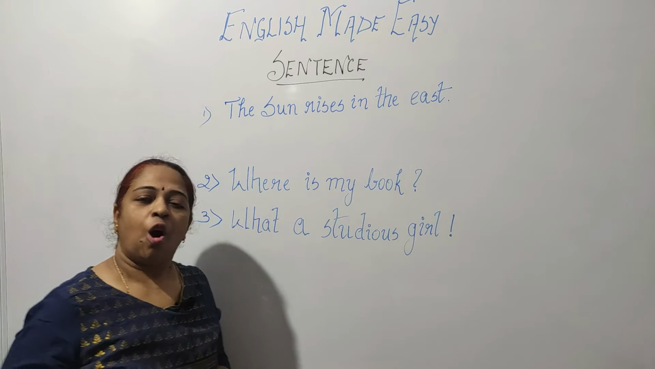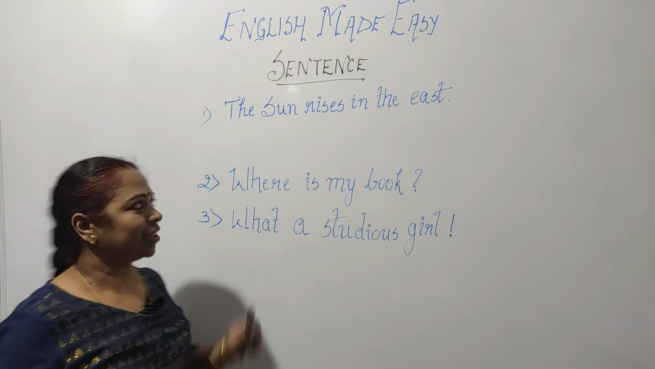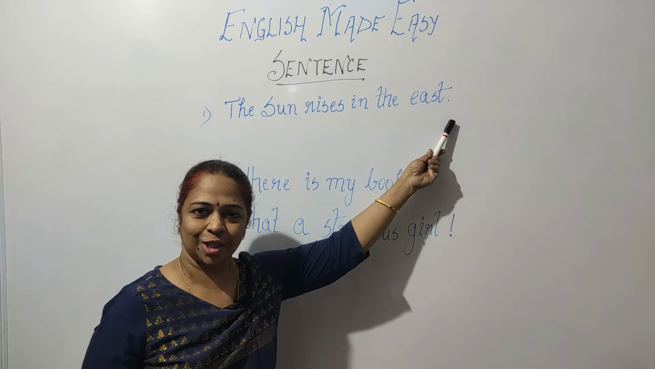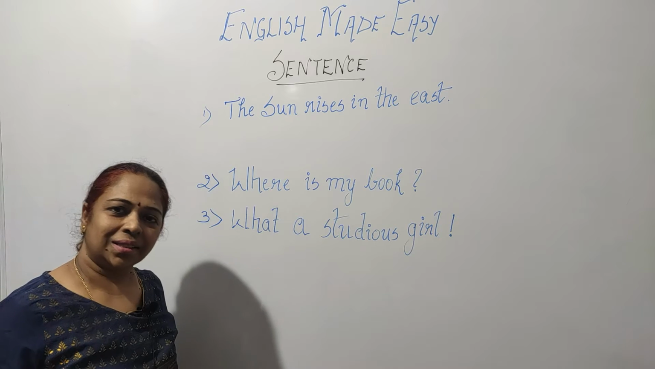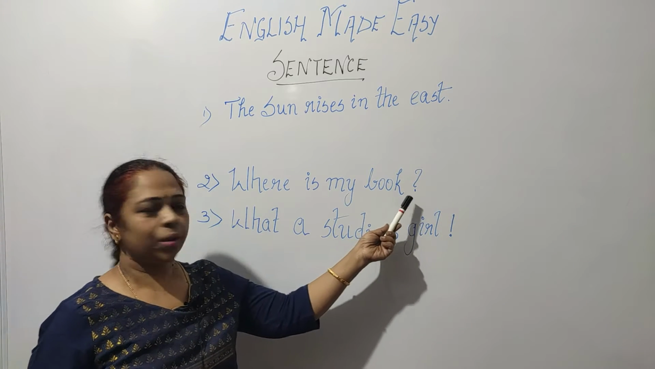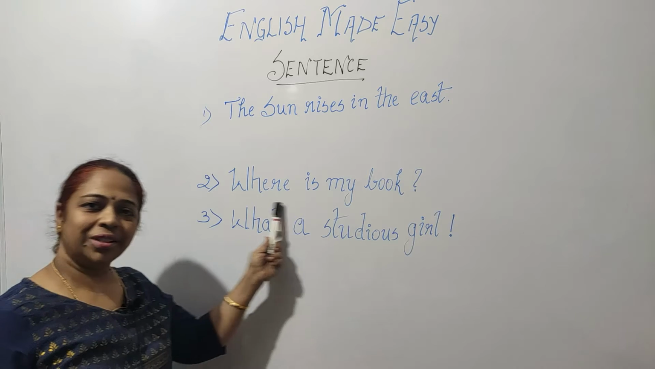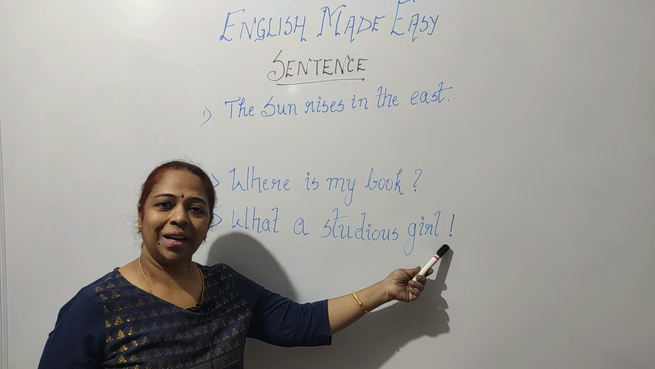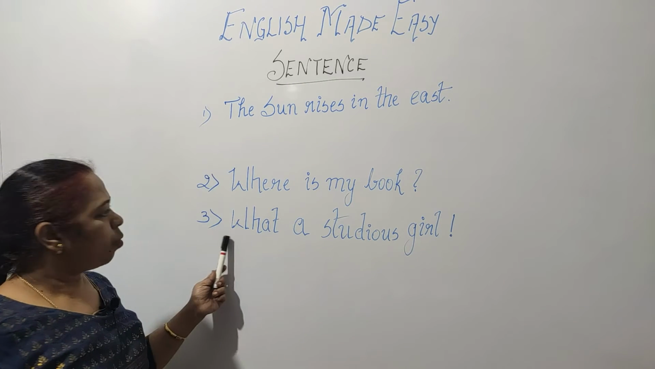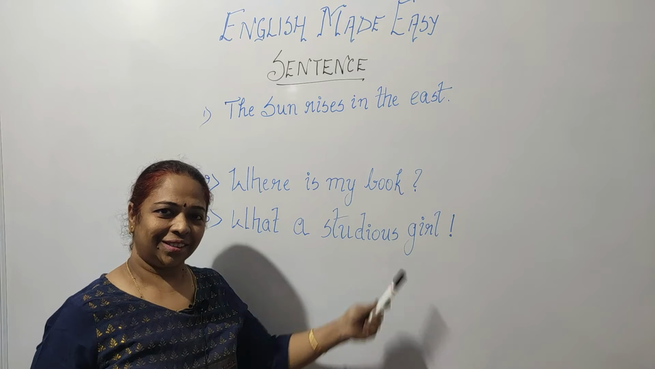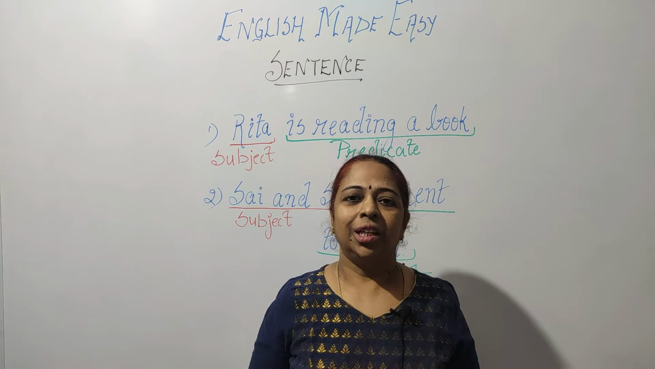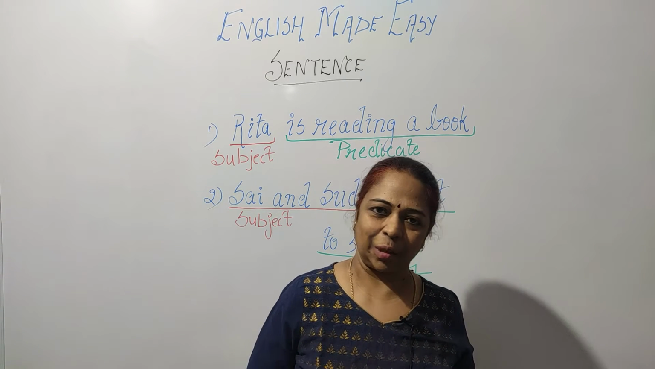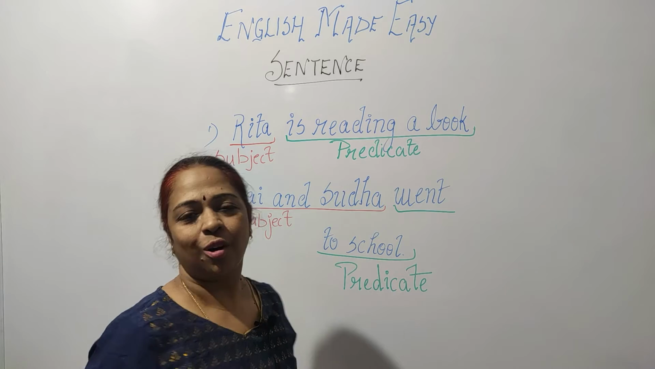A sentence always starts with a capital letter and usually ends with a full stop. Sometimes the sentence also ends with a question mark. For example, where is my book? Question mark. And sometimes also with an exclamation mark. What a studious girl! In a sentence, the group of words are arranged in a particular order or sequence. So let us see what this order is.